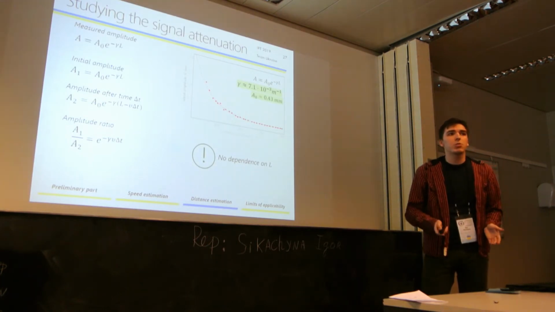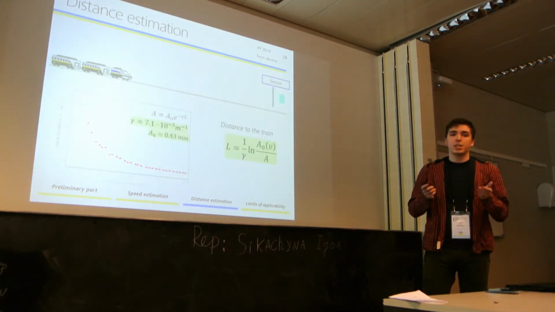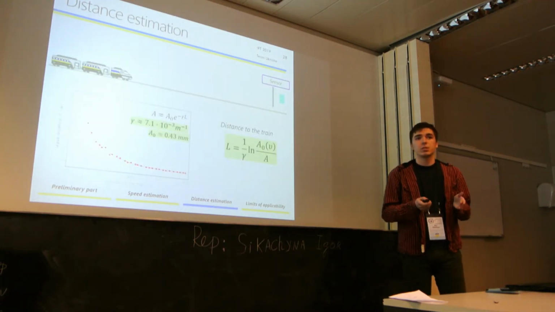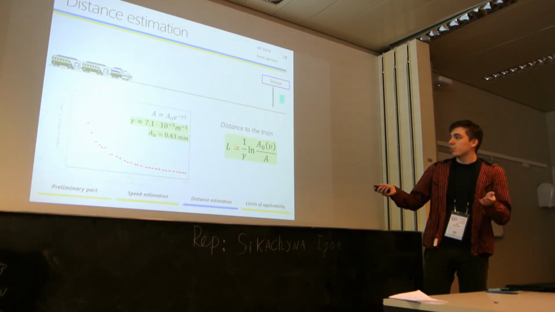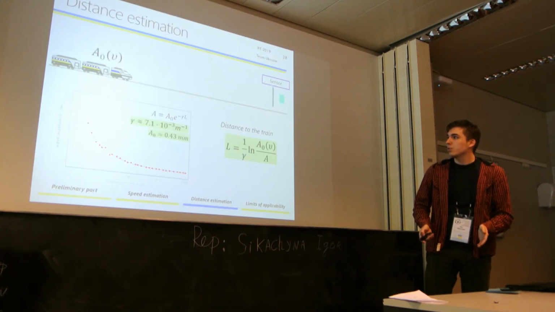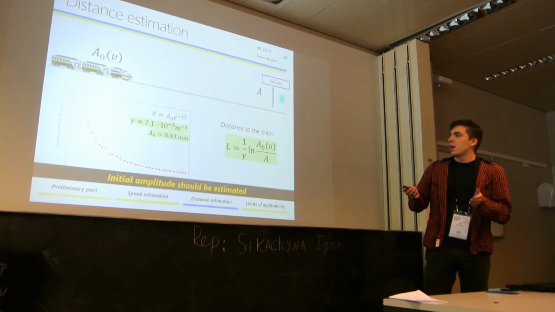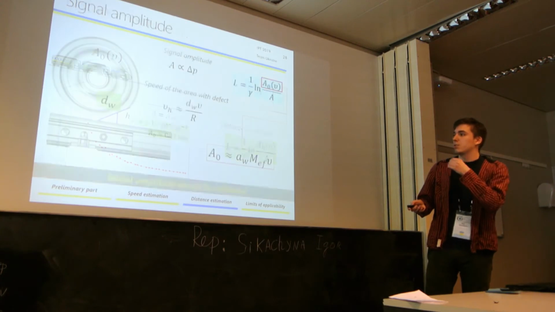And our only solution is to estimate the initial amplitude the train produces while it's moving. And using this formula, if we estimate the initial signal amplitude, we can determine the distance to the train. So now, how do we estimate the amplitude of the signal from the train?